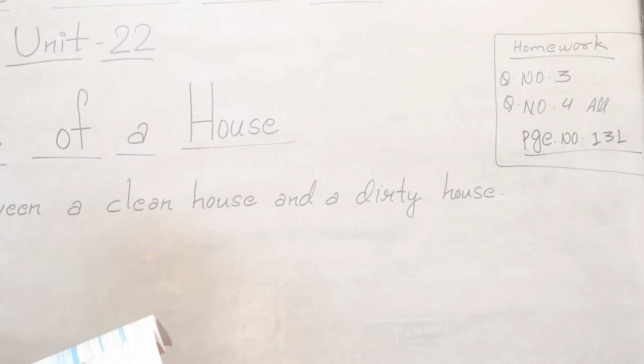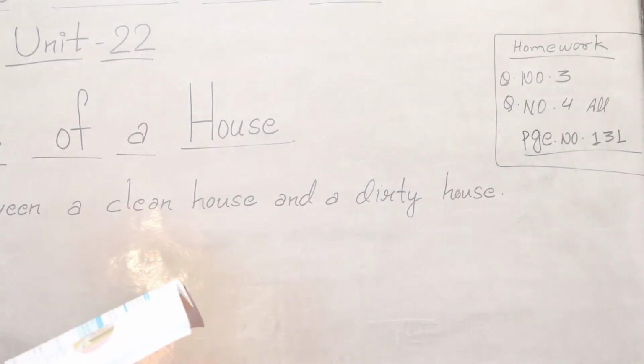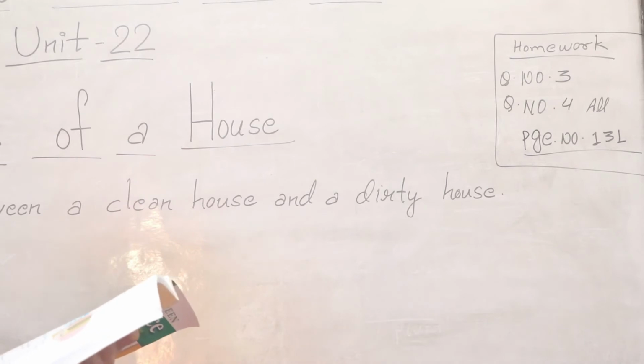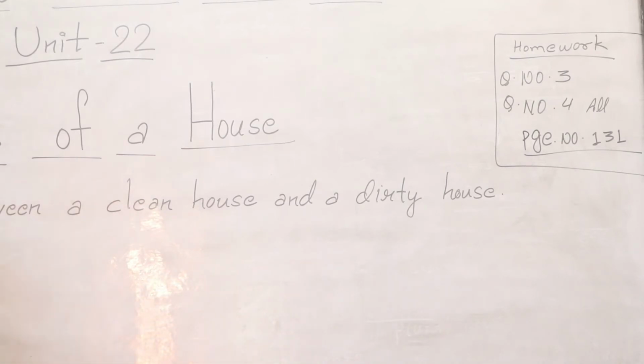Okay, page number 131, question number 3 and 4. Question number 4: How can you clean your house? Write any 3 points. How can you clean your house? Write in 3 points. And in B, what are biodegradable wastes?